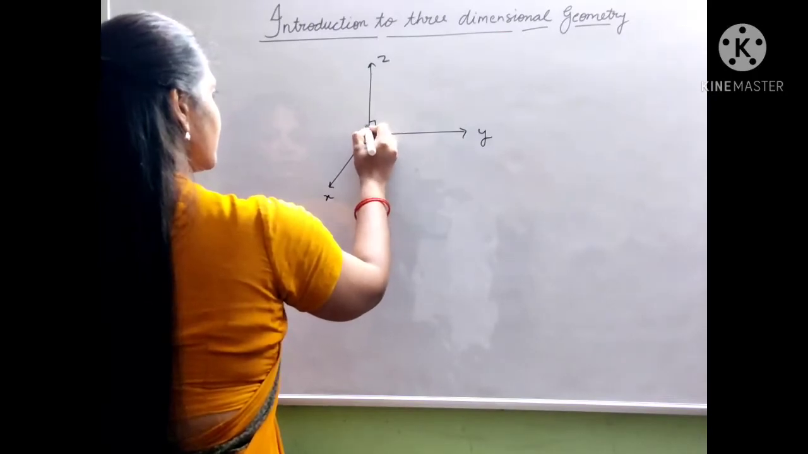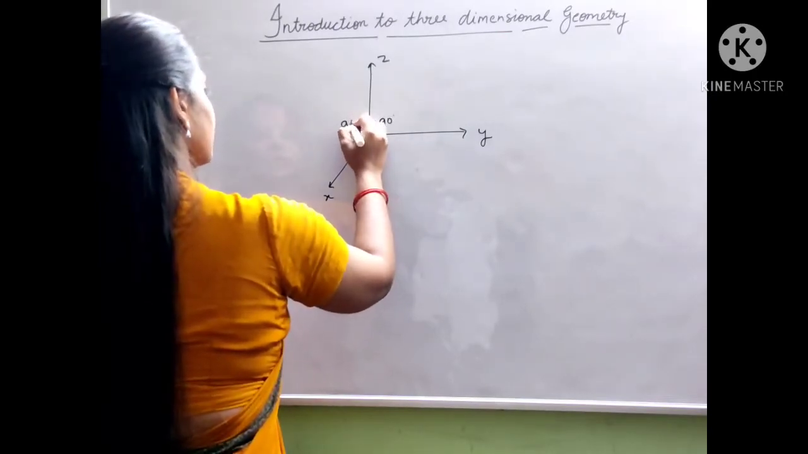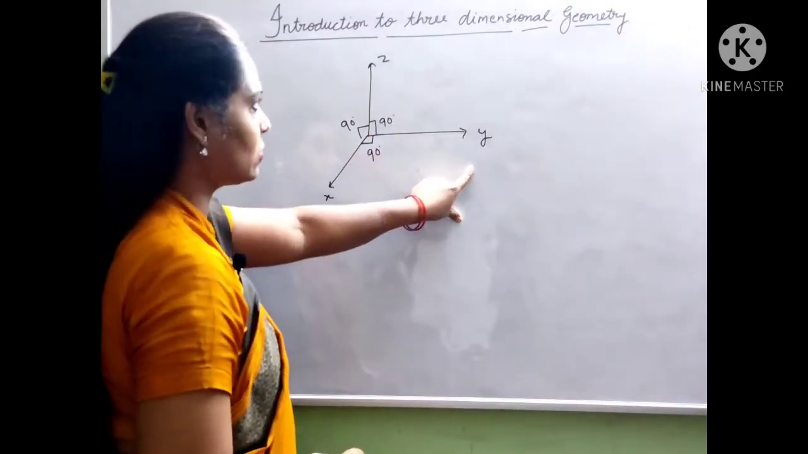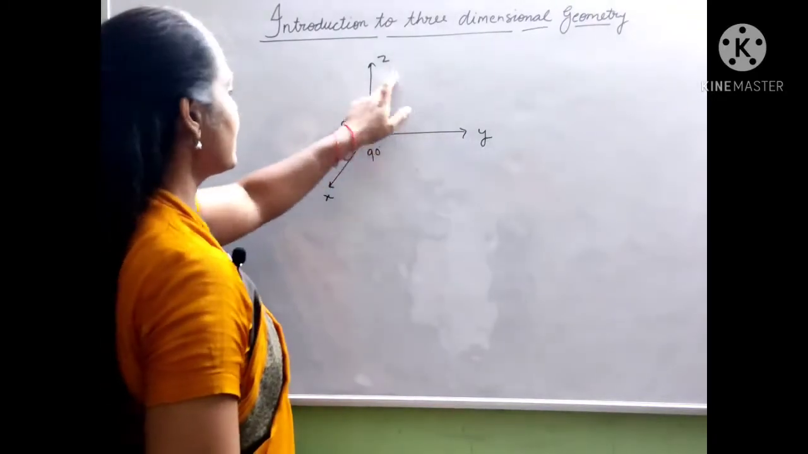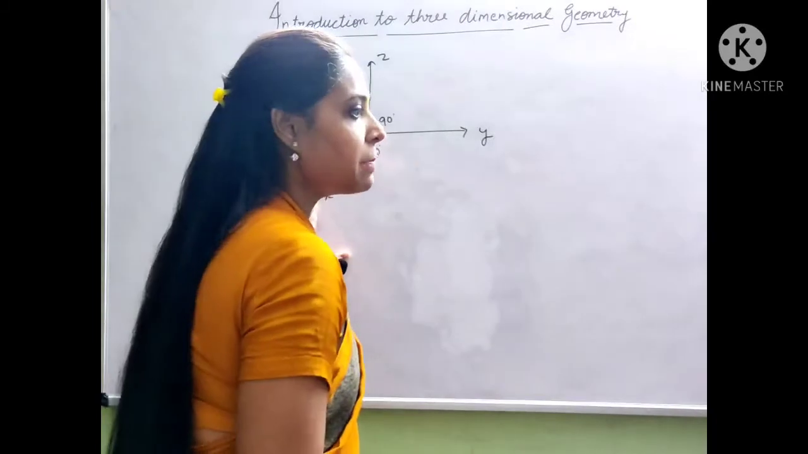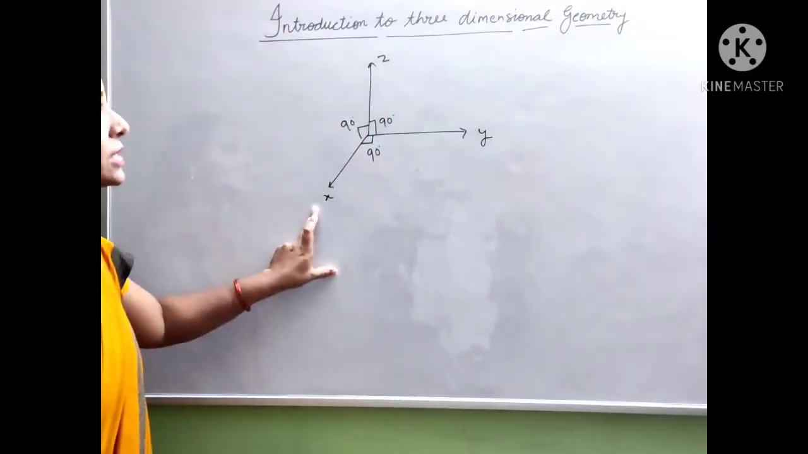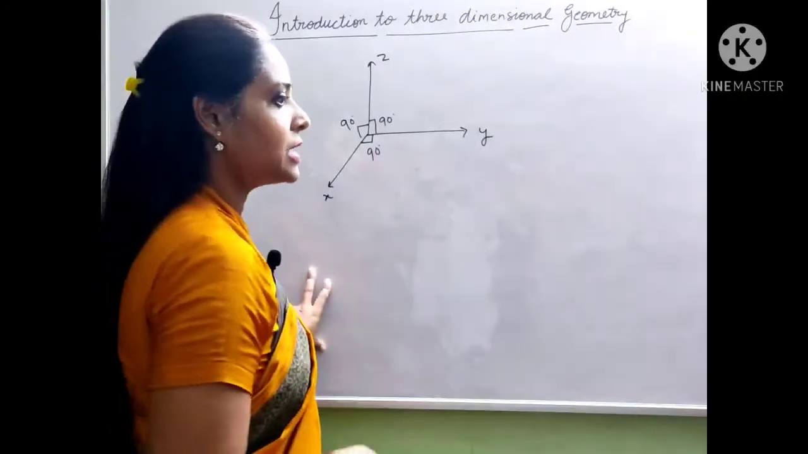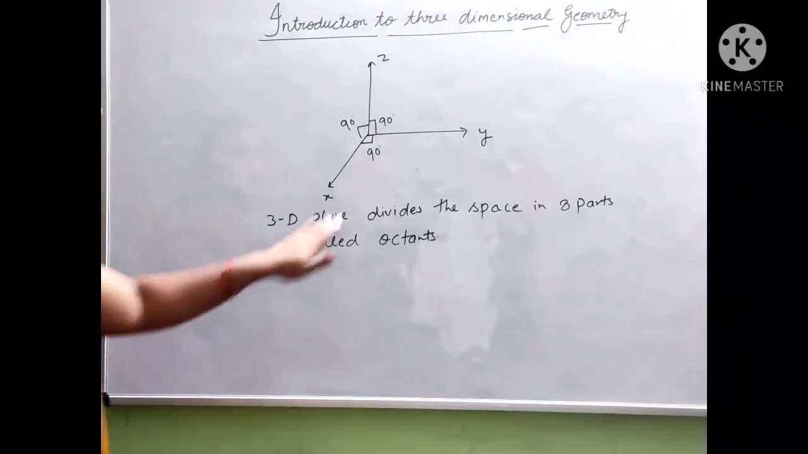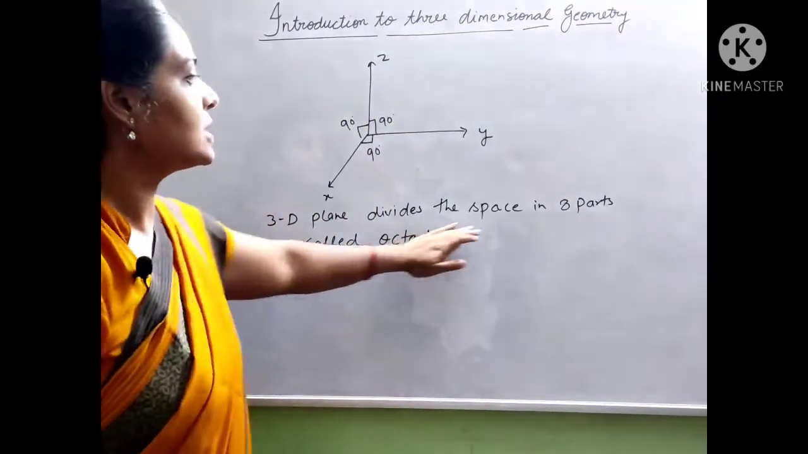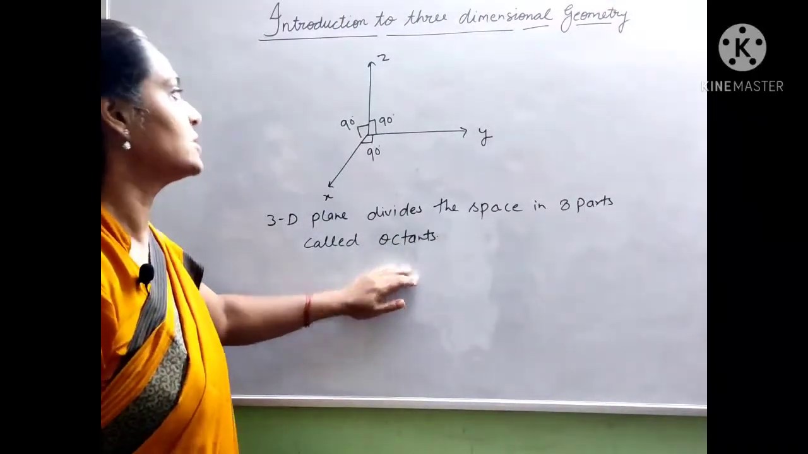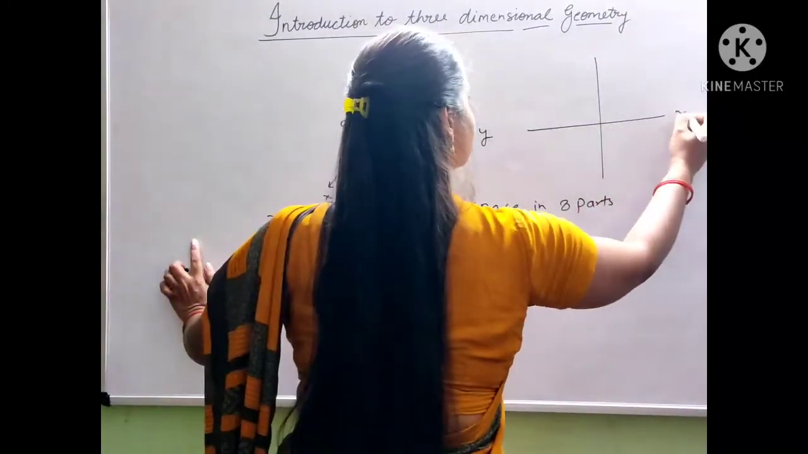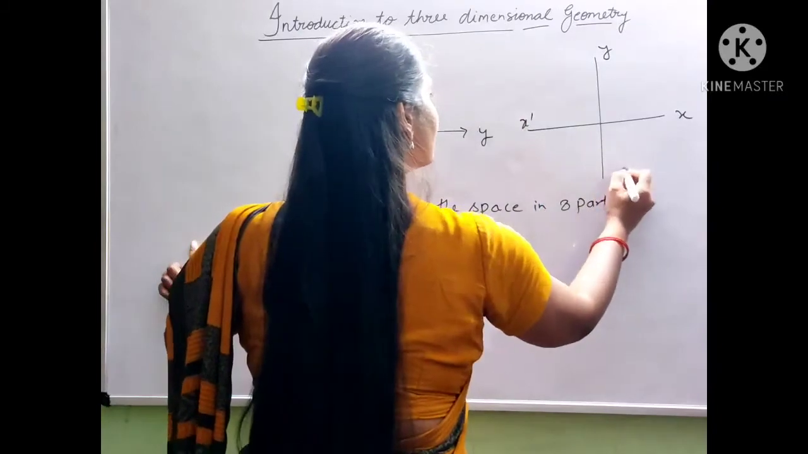Every line makes an angle of 90 degrees. So we can say X and Y are mutually perpendicular, Z and Y are mutually perpendicular, and Z and X are mutually perpendicular. These three lines divide the 3D space into 8 parts. These 8 parts are called octants. In the 2D Cartesian plane, the coordinate axes divide the plane into 4 parts.